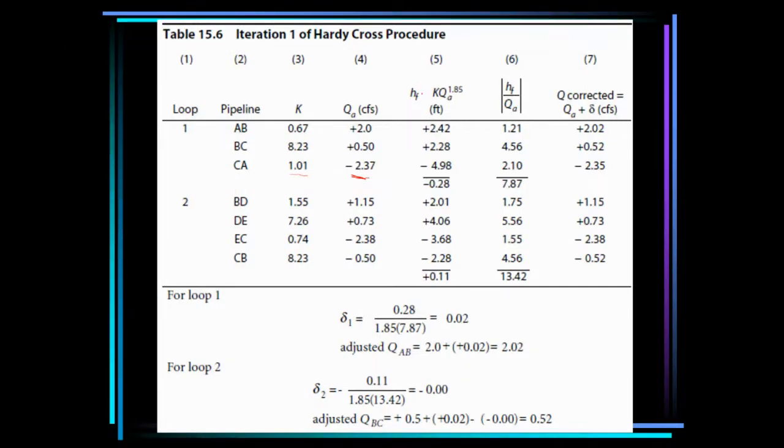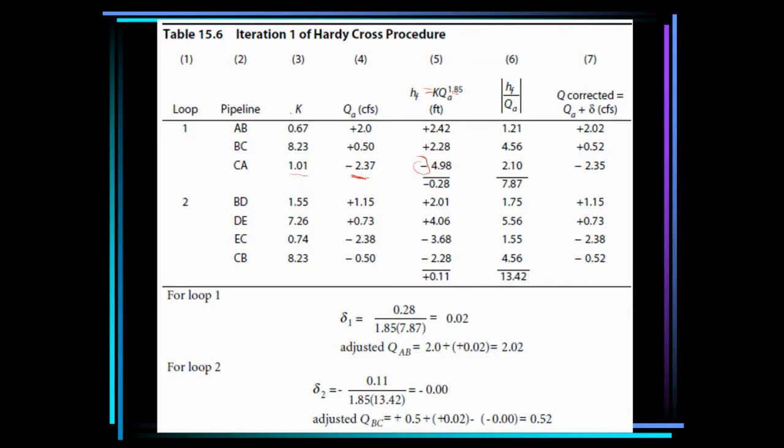And this we compute the head loss, HF equals K Q to the power of 1.85. Okay, K Q to the power of 1.85. We have K, we have Q, so we just multiply them out and raise Q to the power of 1.85. And we have to leave the sign. This is negative, so this has to be negative here as well.